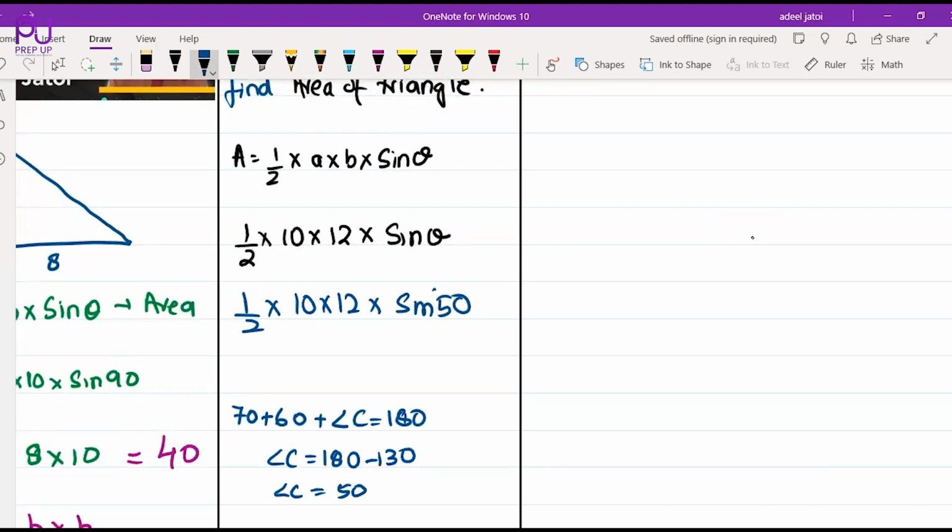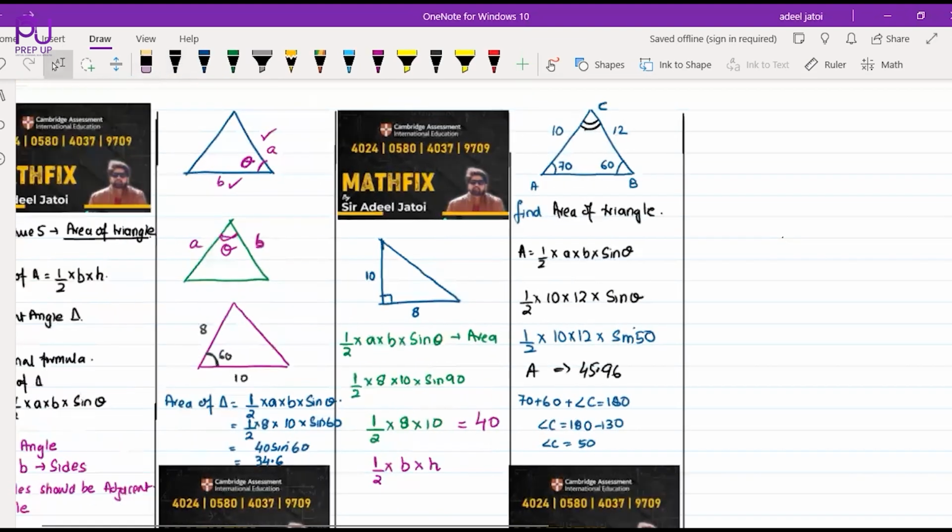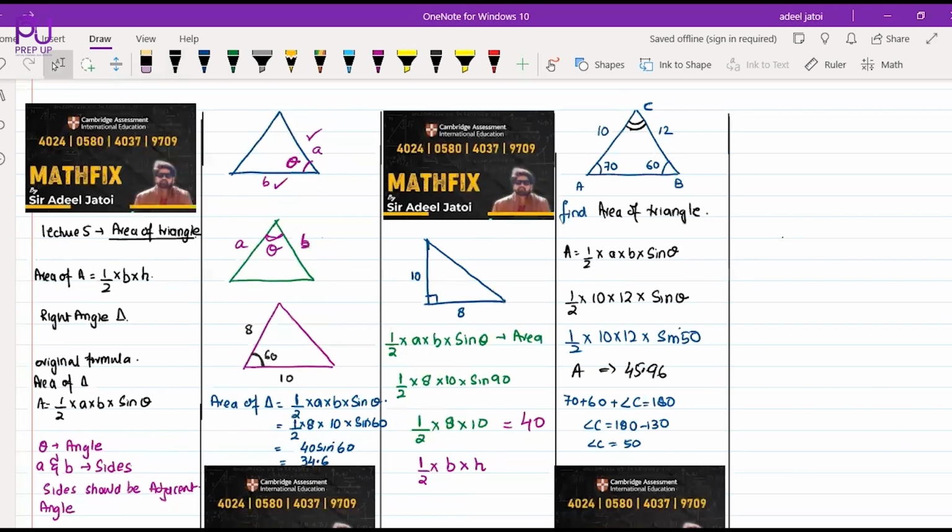The answer for the area, using the calculator, will be 45.96. So the area for the triangle will be 45.96. This is generalized to find the area when two sides and the included angle are given.